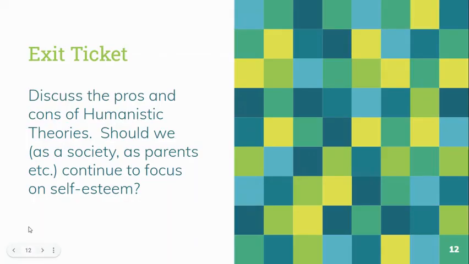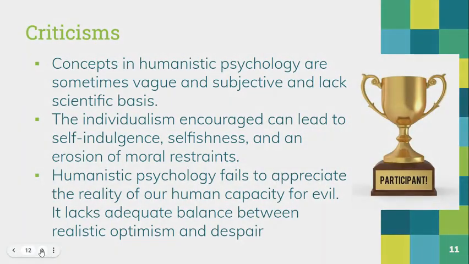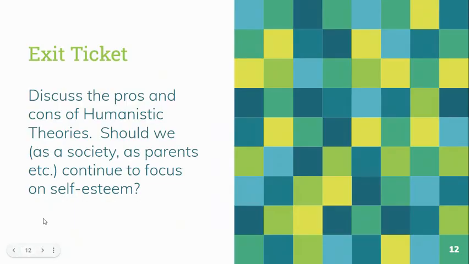The exit ticket would have been pros and cons of humanistic theories. I'll let you think about this as we end. Should we, as a society or as parents or as teachers, should this be something that we focus on? Should we be trying to boost self-esteem in particularly young people so that they can get to fully functioning? Or, like this last slide suggested, is that part of the problem? I'll let you think on that.